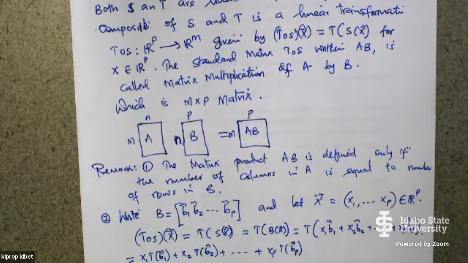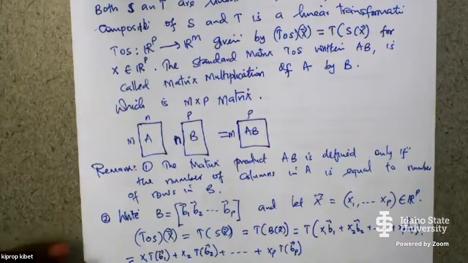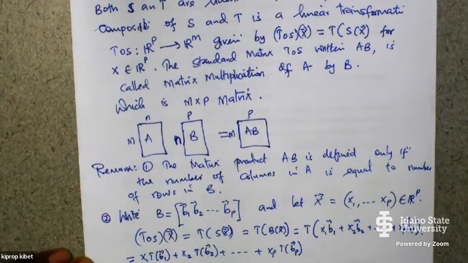Now, we can write this in matrix form. So when we write this in matrix equation form, what do you get? This is similar to the matrix with columns TB1, TB2, all the way to TBP, multiplied by the vector X.